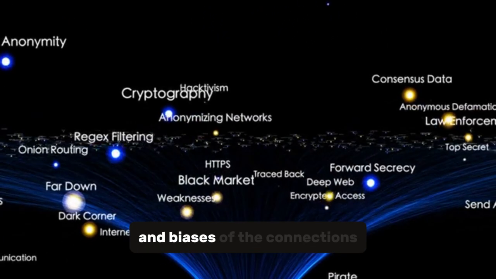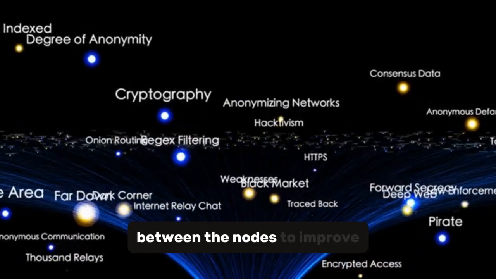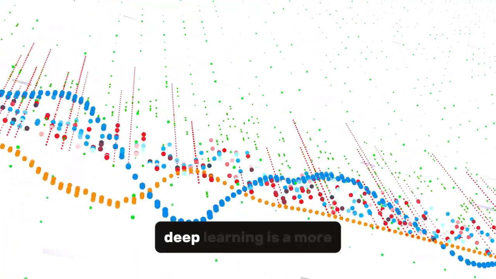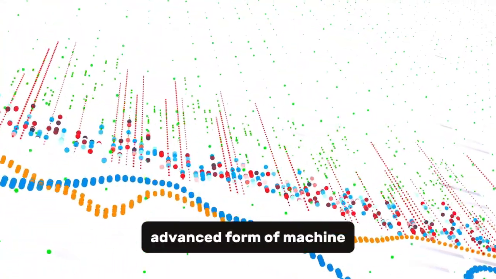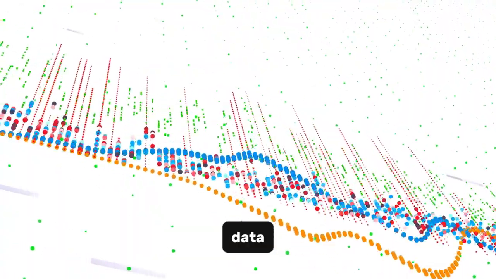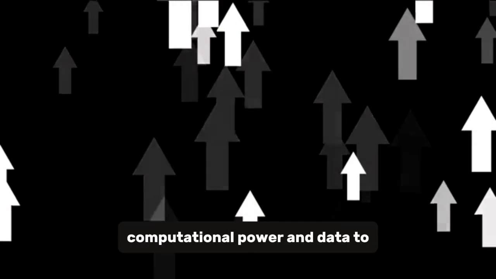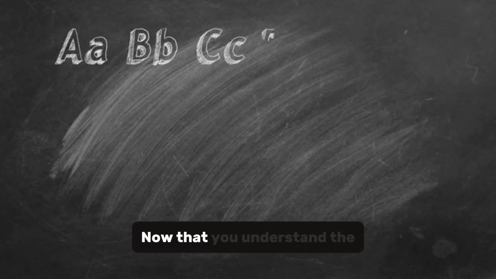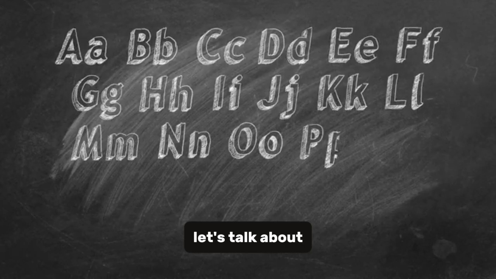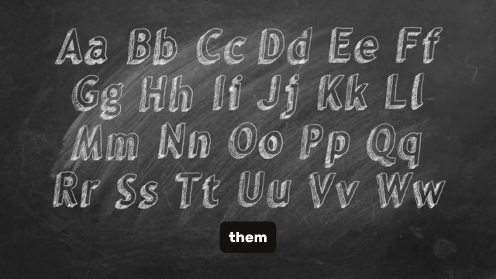adjusting the weights and biases of the connections between the nodes to improve its performance over time. In essence, deep learning is a more advanced form of machine learning that can learn more complex patterns and relationships in data. But it also requires more computational power and data to train effectively. Now that you understand the difference between machine learning and deep learning, let's talk about 3, how to apply them.